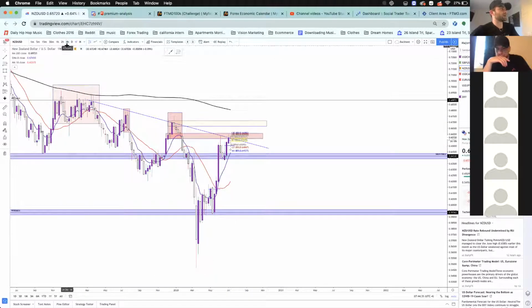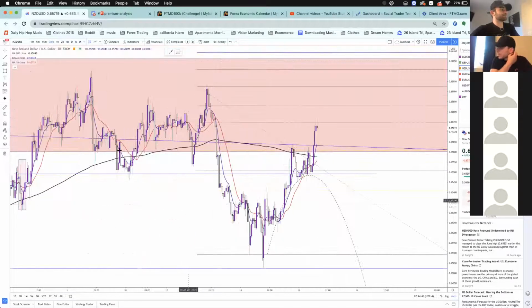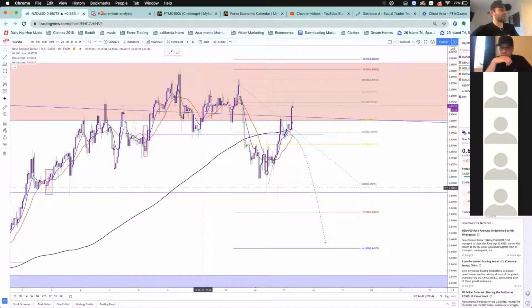So that's where I'm trying to really get in, because that's going to be a huge move on this. So at the moment, NU, again, we're just waiting to see if it rejects here. It could just blow past here. Again, we're not in a trade yet, so we're just chilling right now.